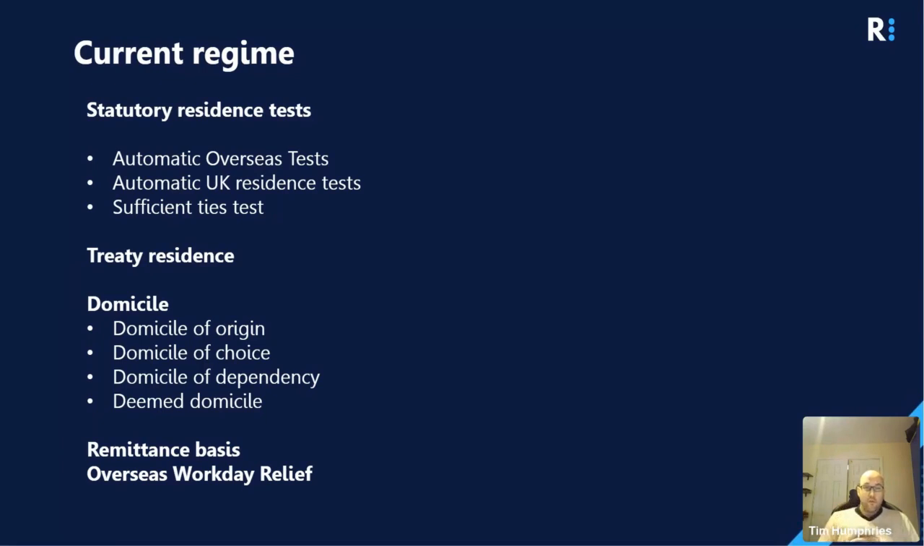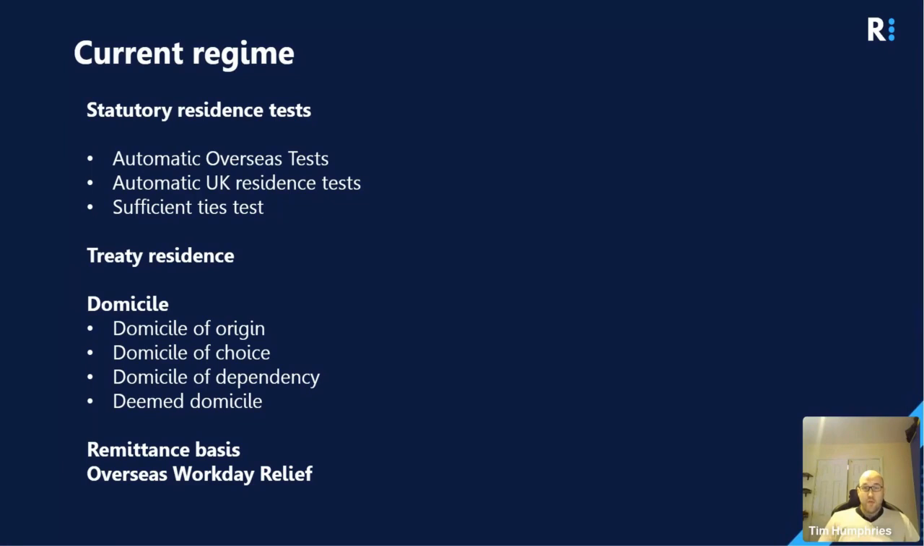Other concepts that are relevant at the moment is domicile. So domicile of origin is essentially the domicile you take from your father at birth, or mother if your parents were not married. That is essentially your natural home, your heritage, if you like. And it stays with you for essentially your life. So unless you somehow lose your domicile of origin, then it will always revert back to you.